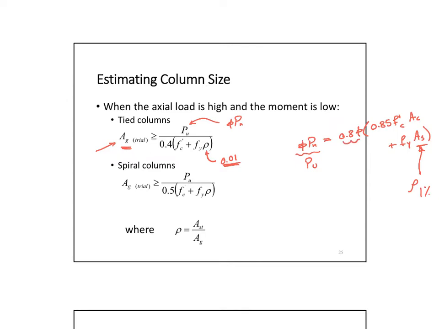Now, the difference between those being spiral, this becomes 0.85 phi, right? And the phi here for a tied column is 0.65, while the phi here for the spiral is 0.75. In this case, the difference would be the 0.5. Now, those equations, you don't have to follow them. The only thing they will do for you is save your time in selecting your column size, okay?